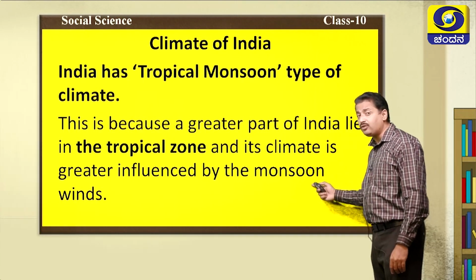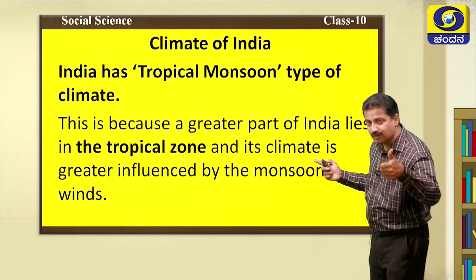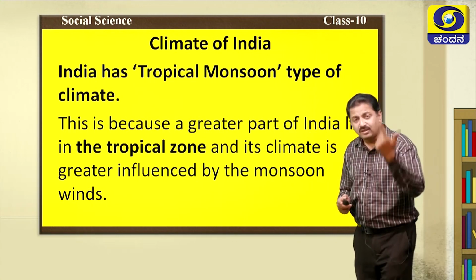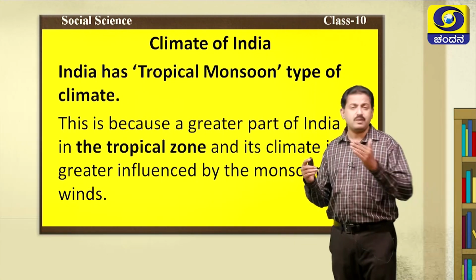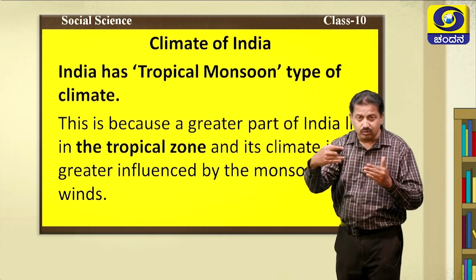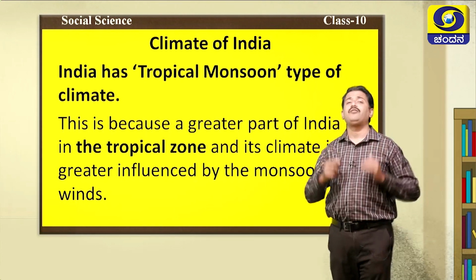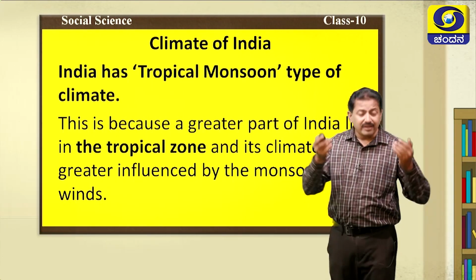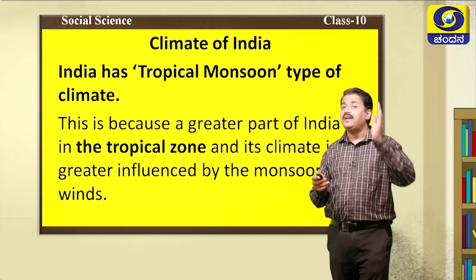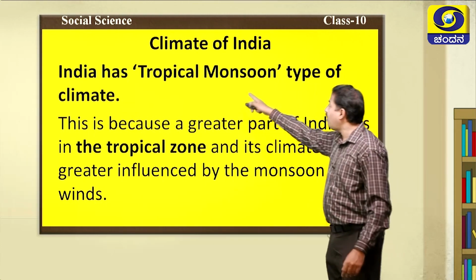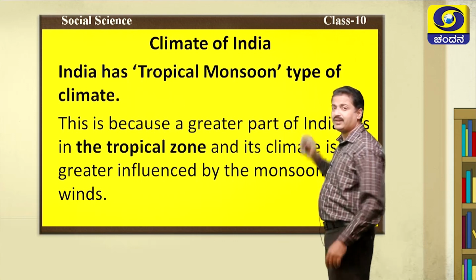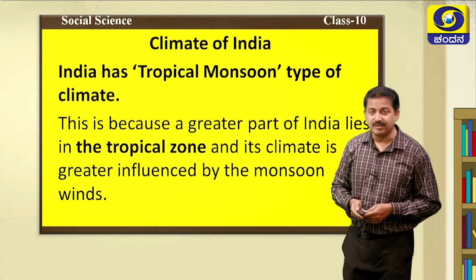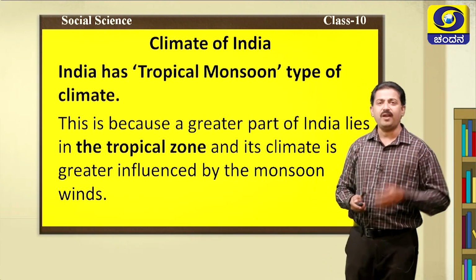What sort of monsoon wind? One is southwest monsoon wind, other one is northeast monsoon winds. Southwest monsoon winds and northeast monsoon winds influence the climate of India. It decides the amount of rain that we receive. Therefore, India's climate is called tropical monsoon climate. Hope you have very well understood. Shall we go to the next concept?